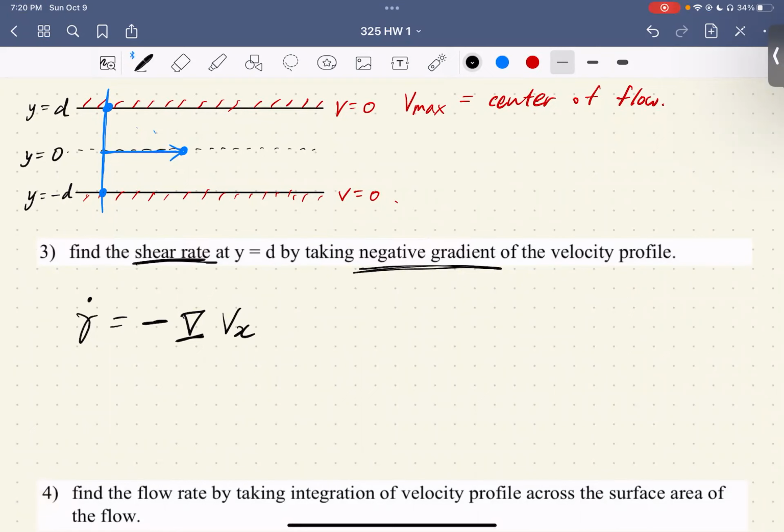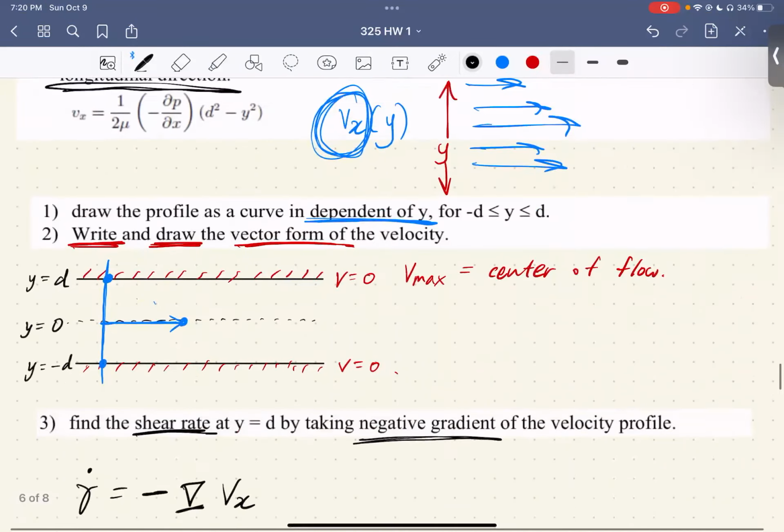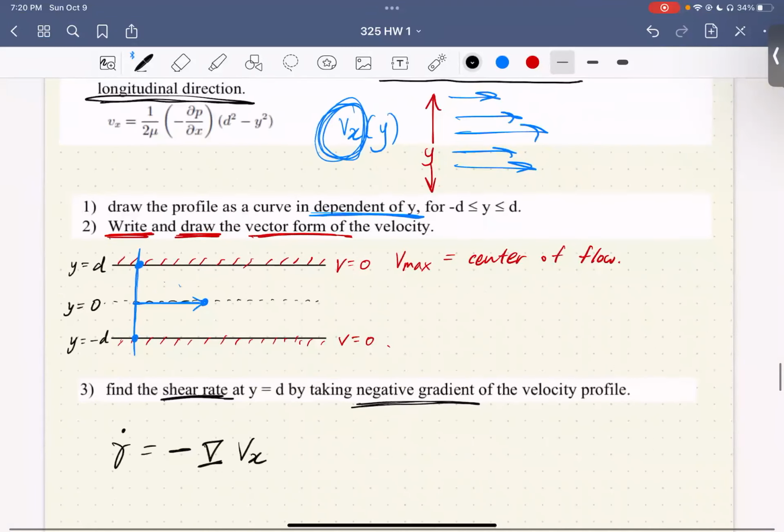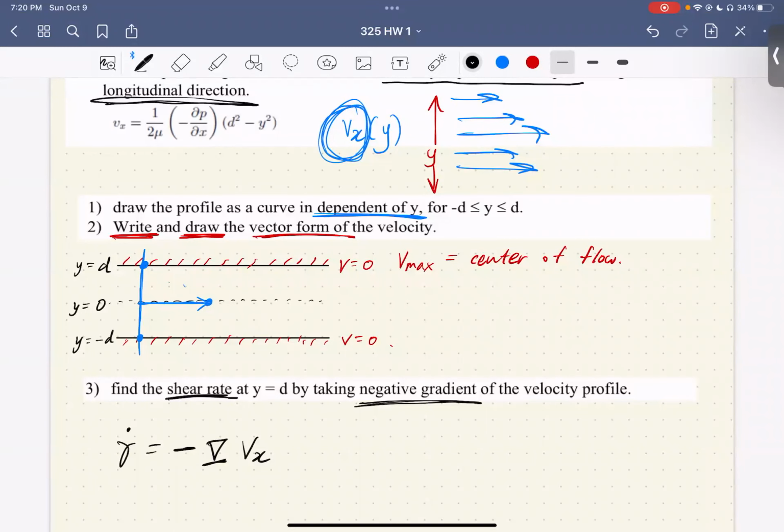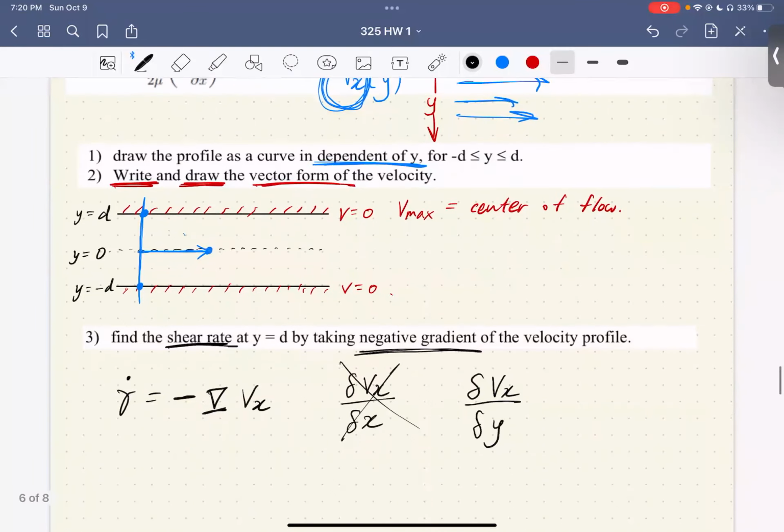Then that means, let's just take a look right over here. If we take the gradient of the velocity profile, we have to take the partial derivative of Vx with respect to x, but there's no x term, so that's definitely not there. We don't have z terms, so the only thing we have are y terms. So we take the partial derivative with respect to y for the gradient.